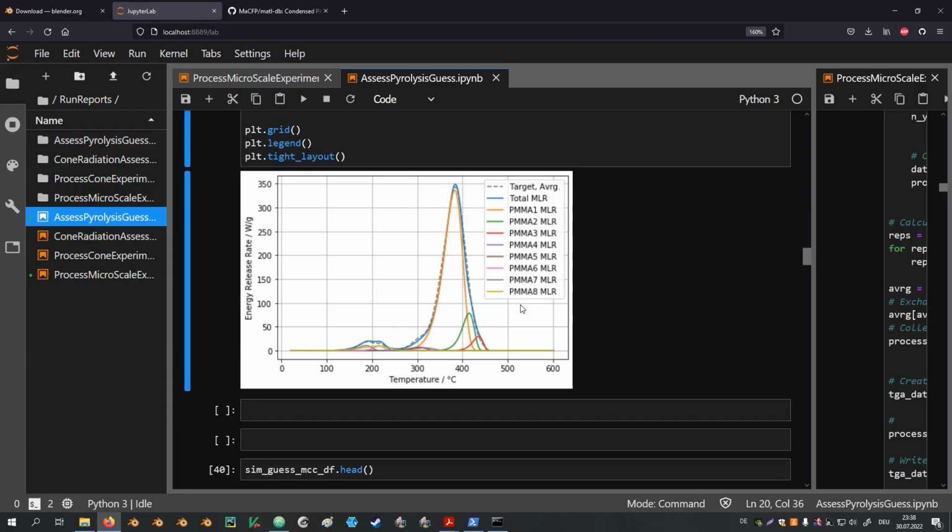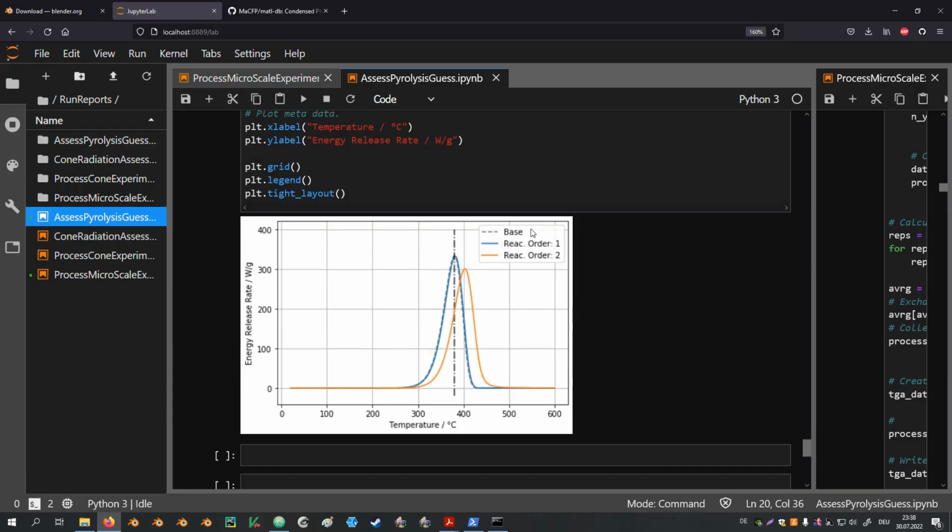In the notebook the last example describes the different reaction orders. The gray dashed line, which is labeled base, is the simulation result using the reference values. The blue line for the reaction order 1 is the result of a simulation where A, E and N have been defined manually. The orange line is the result of a simulation with the same parameters as the blue one, just with a higher reaction order. Anyway, that is only a side note for completion. The focus here in this work remains on the reference values.